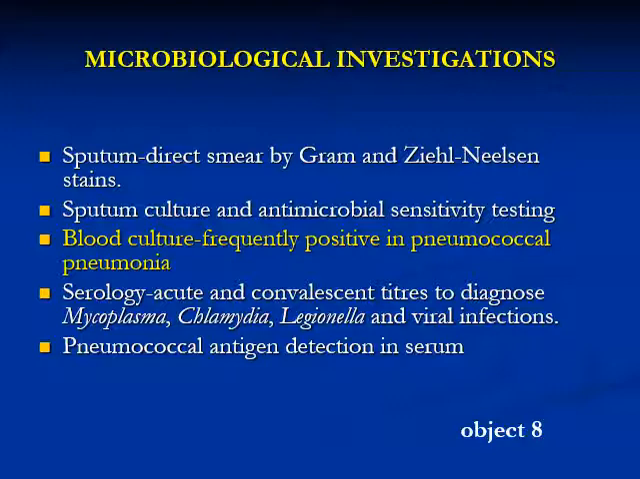So we do the sputum for direct smear by the Gram stain, acid-fast bacilli, sputum culture, and also blood culture. For other microorganisms which are not detected by culture or are difficult to culture, we do serology, which is acute and convalescent titer, to diagnose Mycoplasma pneumoniae, chlamydia, legionella, and viral infection. So serological tests detecting antibody and antigen are usually used for these. Also, sometimes in patients with pneumococcal pneumonia, the pneumococcal antigen may be detected in the serum and also in the urine.